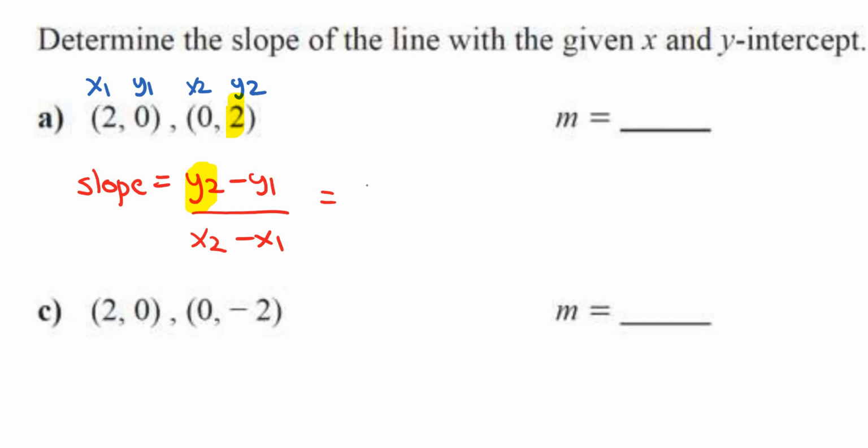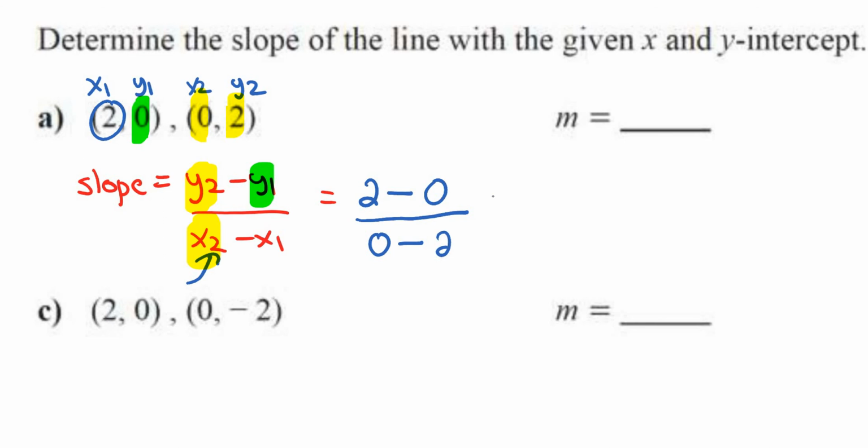Okay, so what is y2? y2 has a value of 2, so this will be 2 minus, and then what's the value of y1? Well, the value of y1 is 0, so 2 minus 0 divided by, now x2, if I look at x2 here, that has a value of 0, so 0 minus, and what's x1? x1 is 2, right? So 2 minus 0 is 2, and 0 minus 2 is going to be negative 2, so this slope is negative 1.